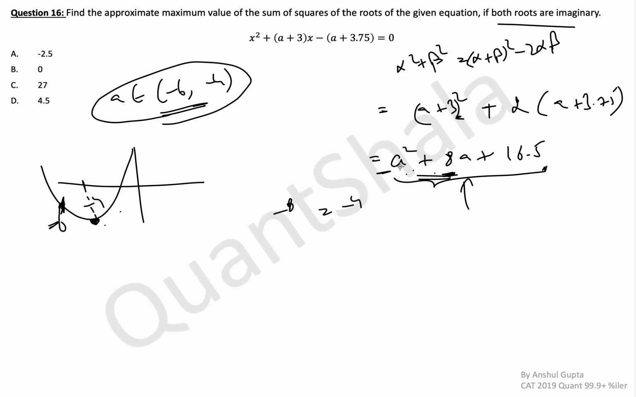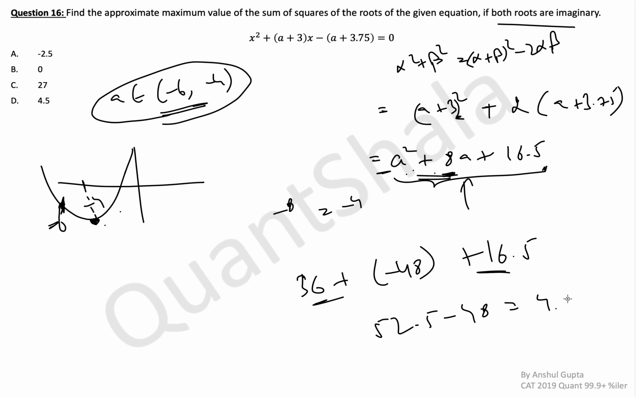So put a equal to minus 6 here, what do you get? 36 plus minus 48 plus 16.5. 36 plus 16.5 comes out as 52.5, minus 48 comes out as 4.5. Do we have an option for 4.5? Yes. Okay, very interesting question, very conceptual. You get to understand inequalities as well as quadratic in multiple ways.